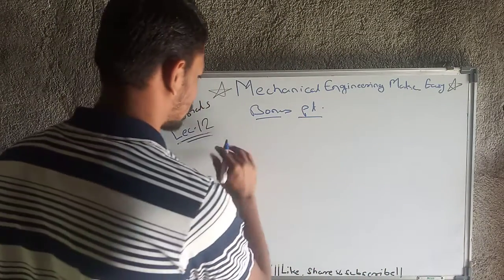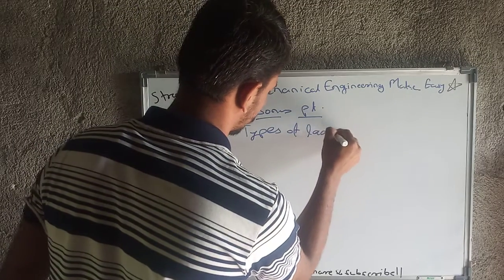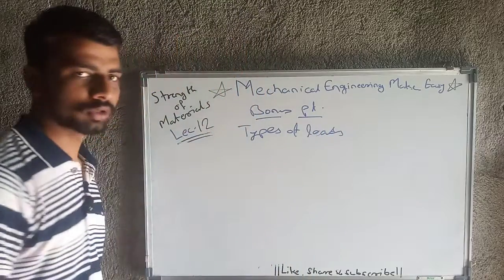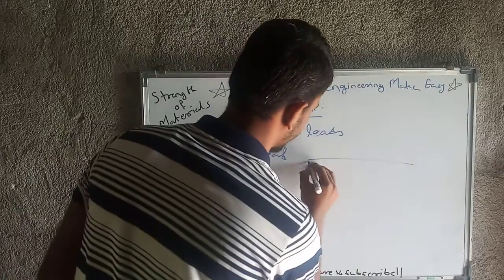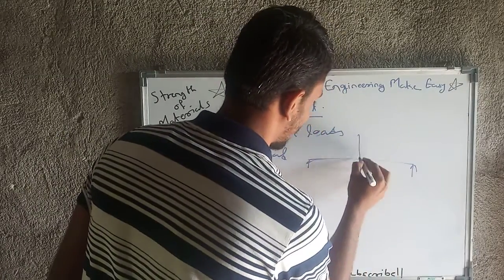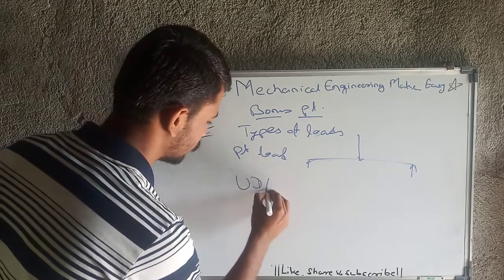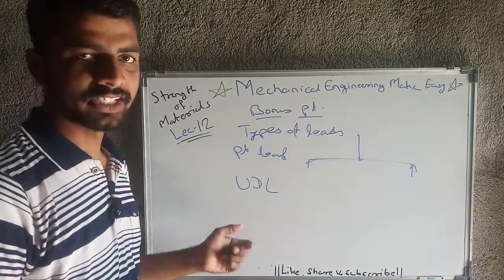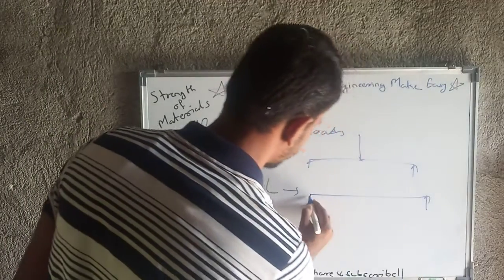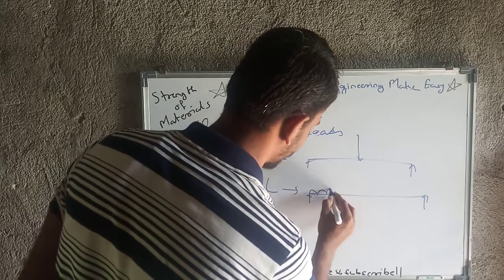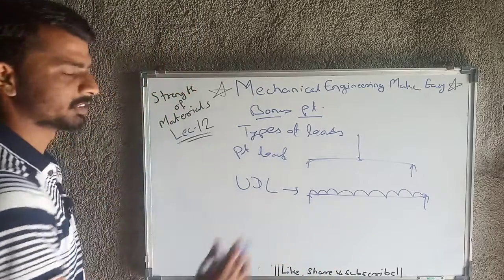So the bonus point is nothing but types of load. Different types of loads are there. Likewise, point load. How will a point load be? If this is a beam, then at one point the load is there. This is nothing but a point load. Then there may be UDL, that is uniformly distributed load. If this is one beam, then the load will be distributed uniformly over the whole length of that beam. This is nothing but uniformly distributed load.